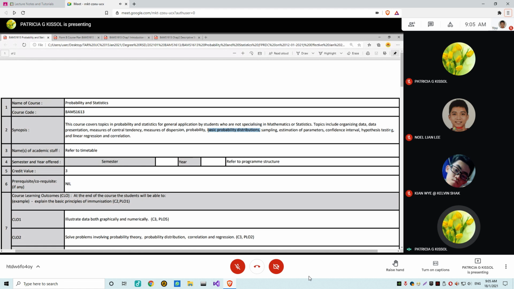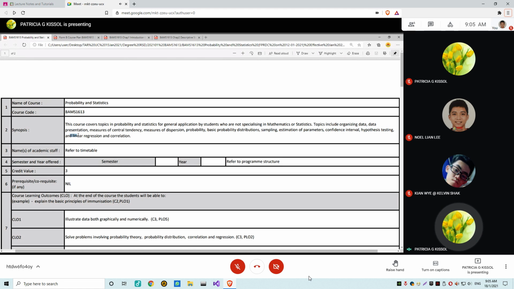from the basic. And then after that we're going to do sampling. Not so much on the sampling though, but more on the estimation of parameters, where we're going to do what we call the estimation in terms of confidence interval. And then we're going to do hypothesis testing. These are new basically. Confidence interval, hypothesis testing, new in that you have not learned it in high school.